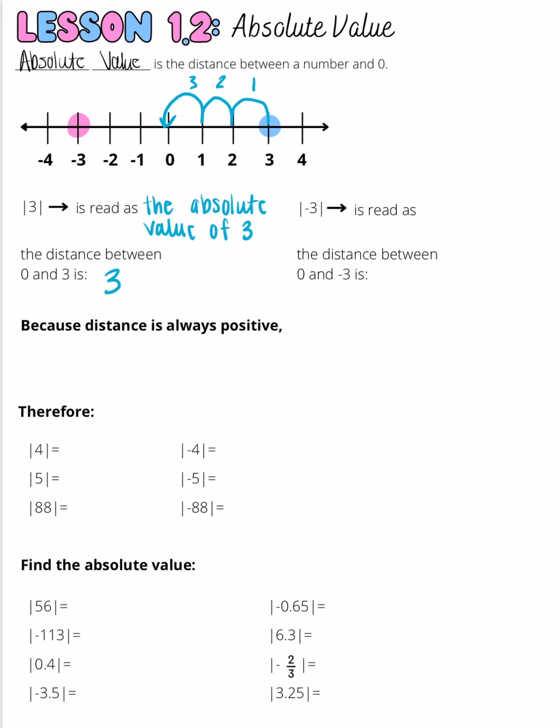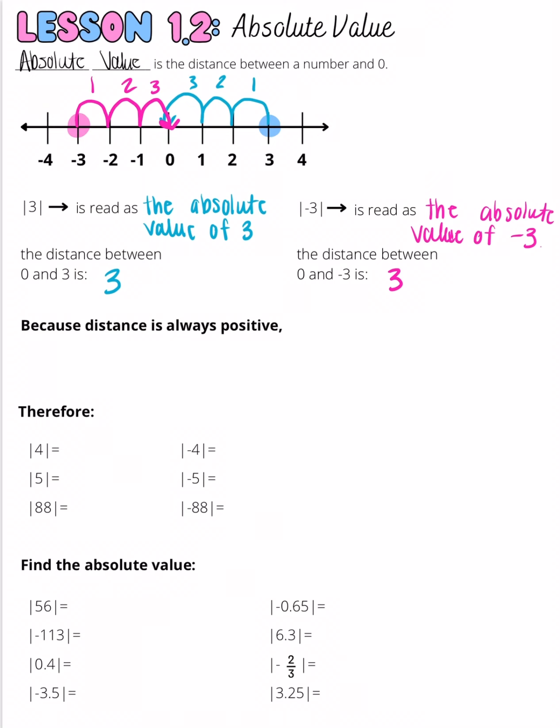Okay, so now let's look at -3. This piece right here is read as the absolute value of -3. Those two longer lines right around the number indicate absolute value. Okay, so now let's find the absolute value of -3. How far away is it from 0? So we can go 1, 2, 3. So the distance between 0 and -3 is 3. So the absolute value is 3.